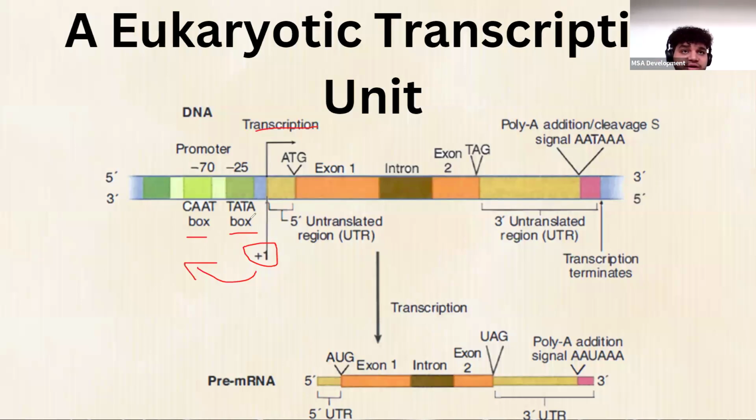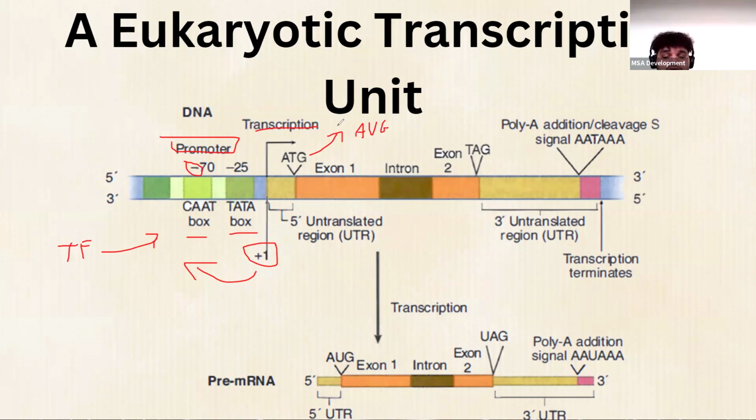And what is the function of the promoter elements? It is the site where transcription factors will bind. So transcription factors bind to the promoter elements, and they lie upstream. They are in the negatives and in the promoter region. After that, we have the ATG, or AUG in RNA, which is basically the start codon.